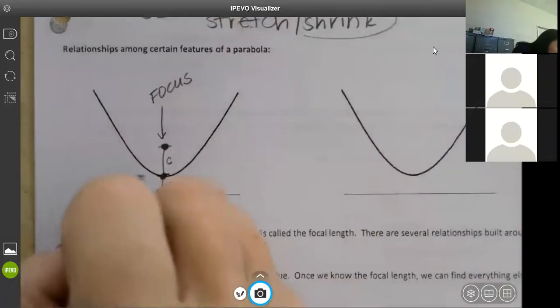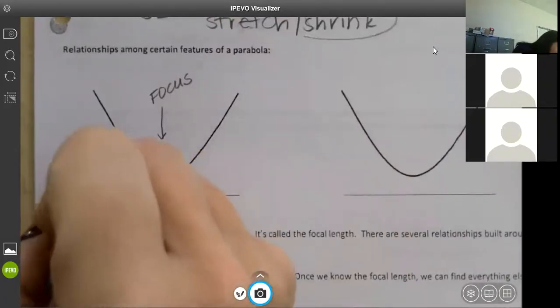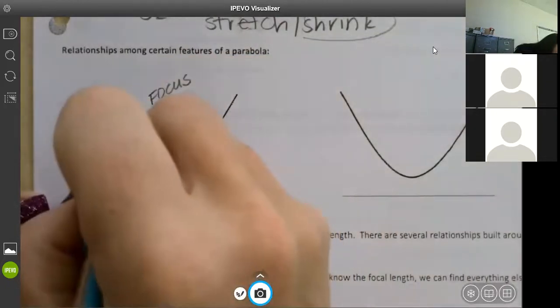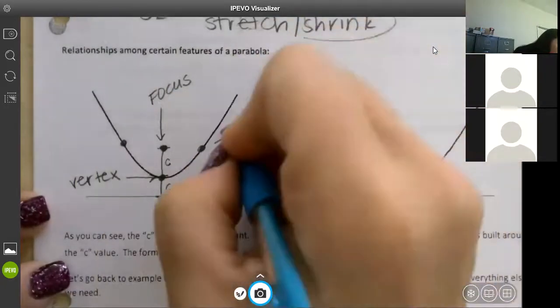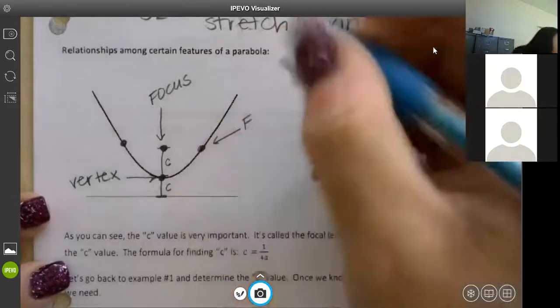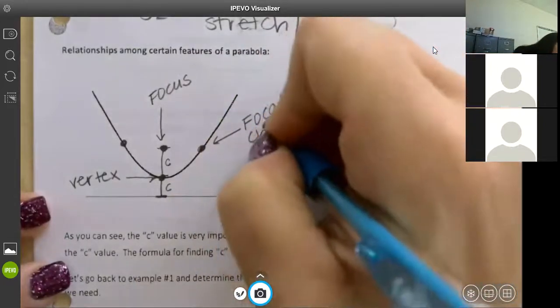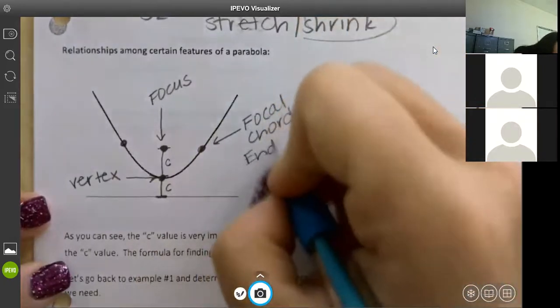Remember that this point is your vertex. Then you have two other points, one here and one here. They're in line with the focus. And they're called focal chord endpoints.